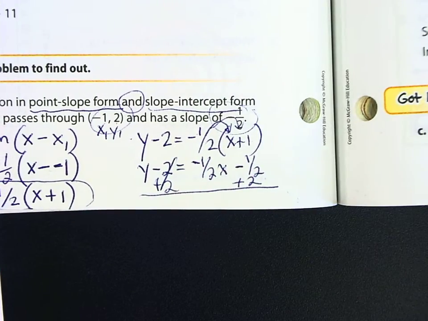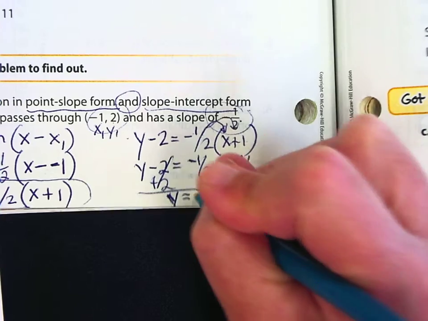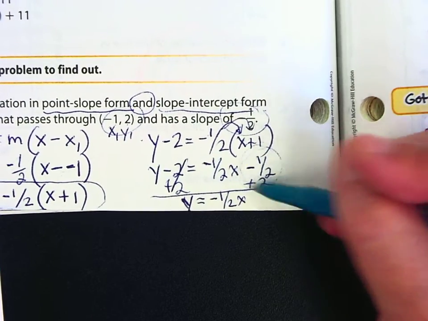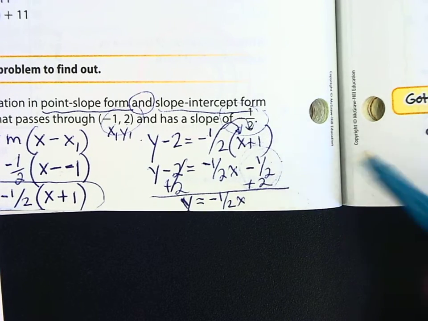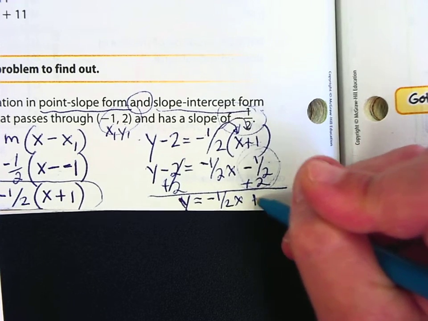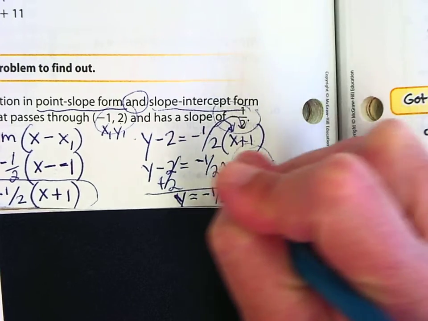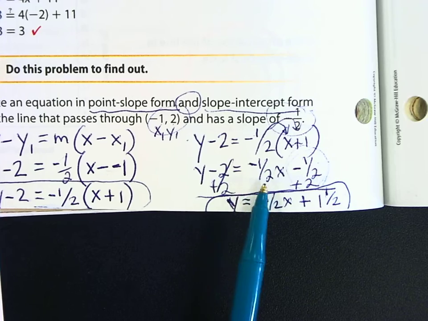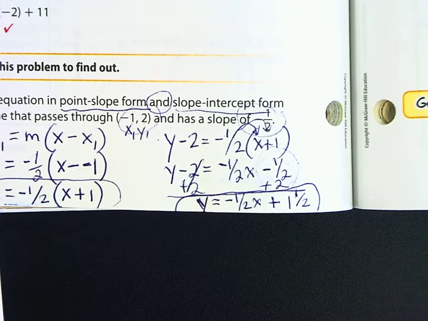So my final answer in slope-intercept form is y equals negative a half x, and now I need to combine these. Since the signs are different, I'm going to subtract and use the sign of the bigger number. So 2 take away a half is 1 1/2, and 2 is bigger, so it's positive 1 1/2. And there is my answer in slope-intercept form. So I have point-slope form, and then I solved it and wrote it in slope-intercept form. Okay, let's try one more.